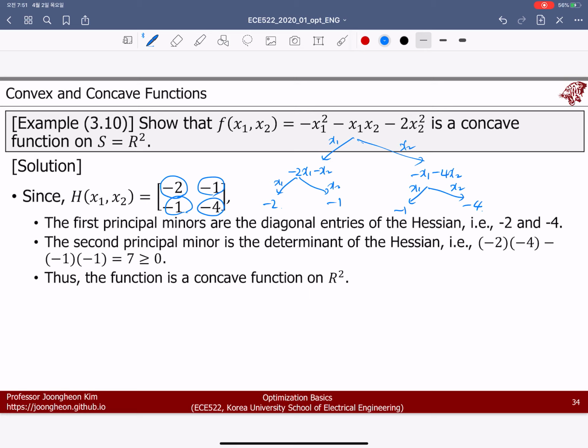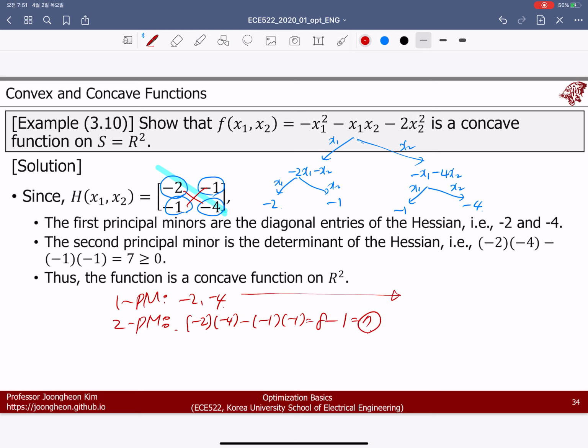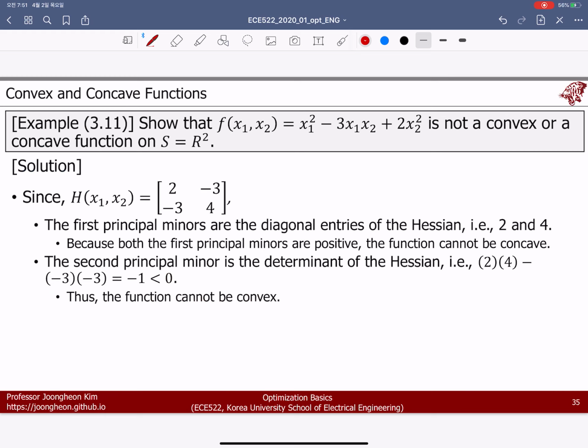Then let's calculate the first order principal minor, okay? I told you that we have to take the diagonal entries. That's why it becomes minus 2 and minus 4. Then what's the second order principal minor? In that case, we have to take AD minus BC. So minus 2 times minus 4 minus minus 1 times minus 1. It becomes 8 minus 1, which is 7. So the signs are alternating, minus then plus. That's why this result satisfies the conditions of concave. That's why we are saying that the function is concave, okay?